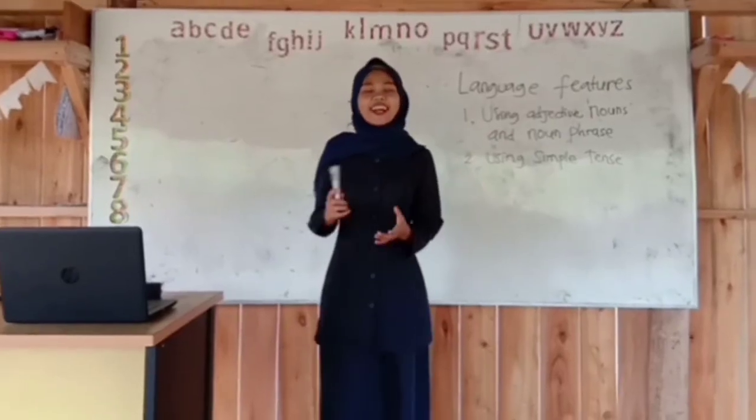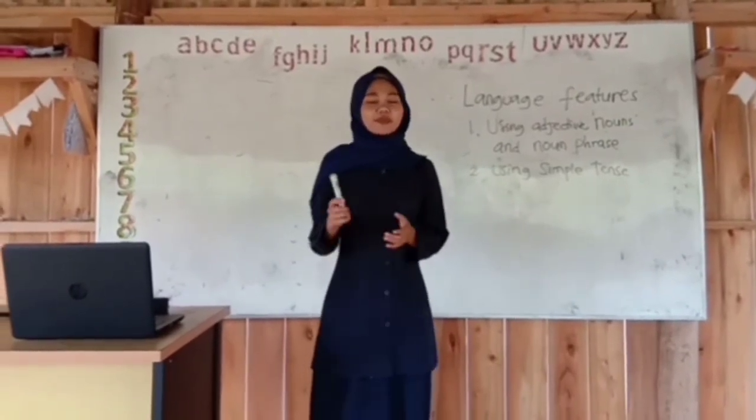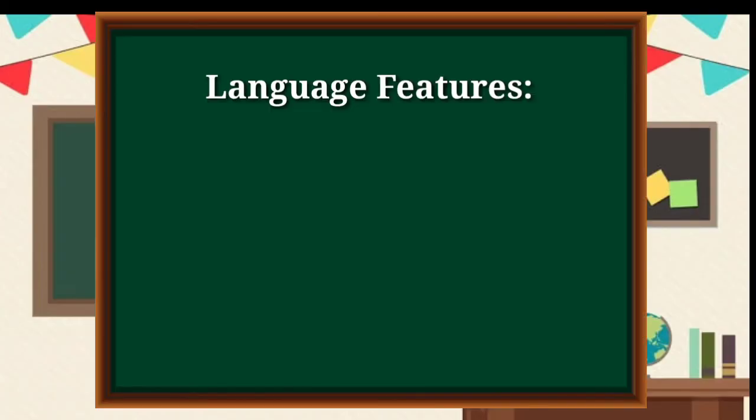There are some characteristics used in descriptive text. There are some characteristics of language use in descriptive text. The first is using adjective, nouns, and noun phrase. Adjective berarti kata sifat, noun adalah kata benda, dan noun phrase adalah frase benda. We use adjective to clarify and describe the nouns in descriptive text. For example, beautiful beach and beautiful temple.